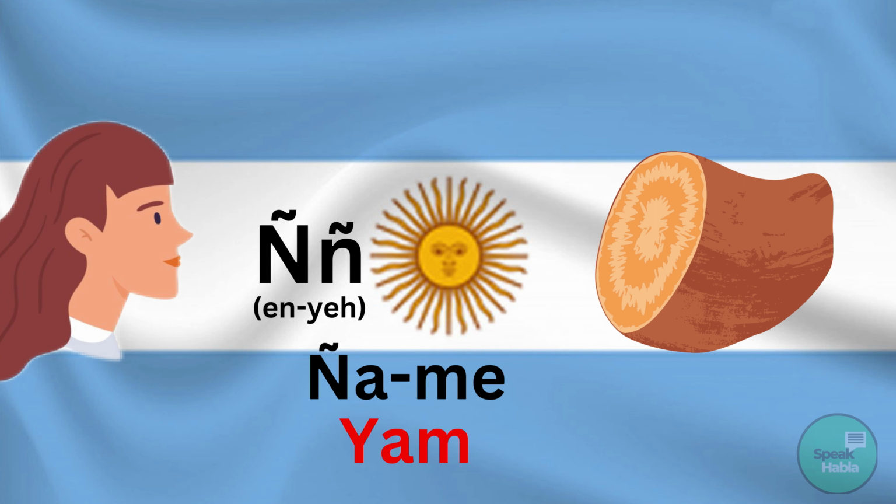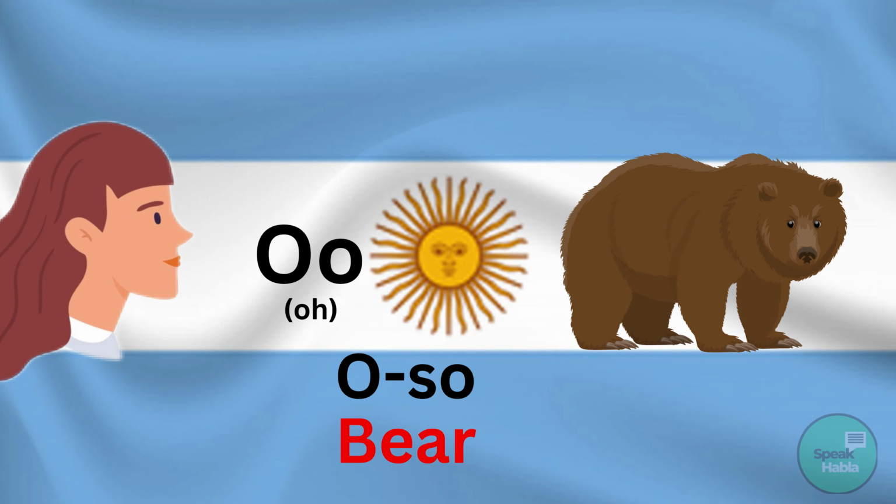Naranja. Very good. The letter ñ is pronounced ñ. Say it with me. Ñ. Now let's say it in an example. Ñame. Yam. Okay, one more time. Say it with me. Ñ.